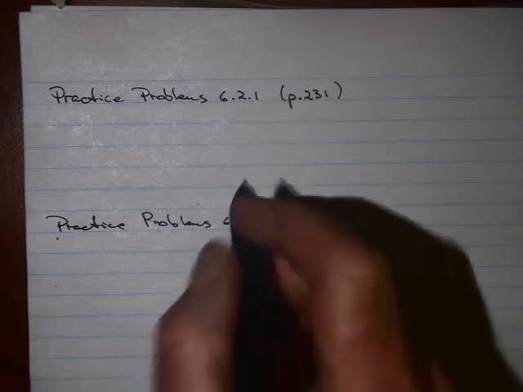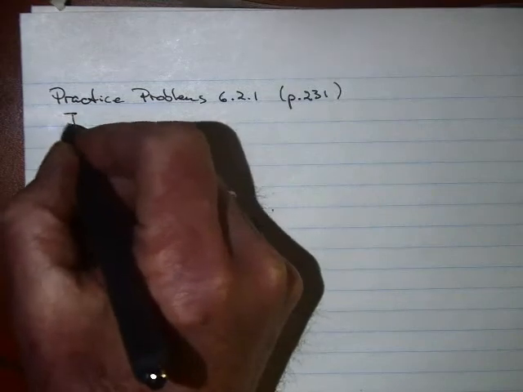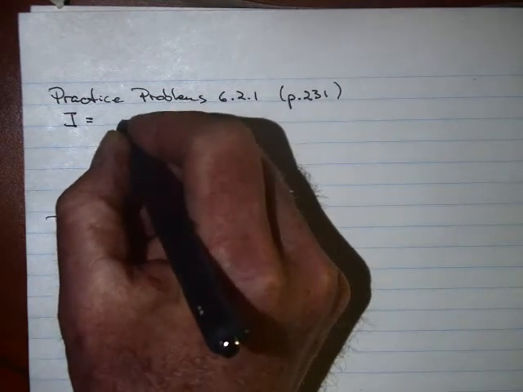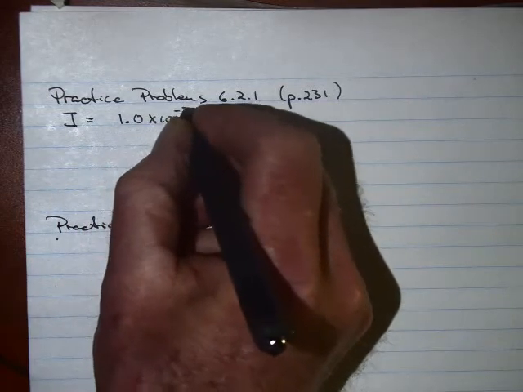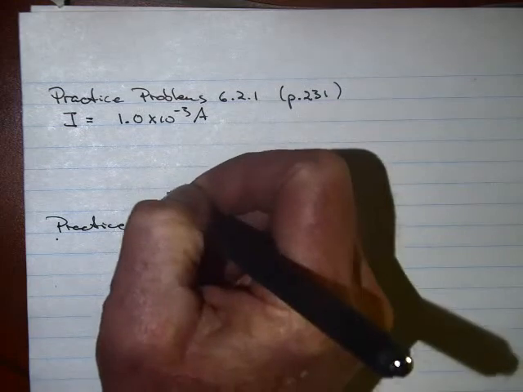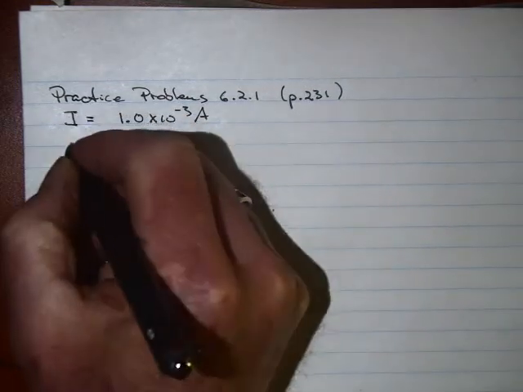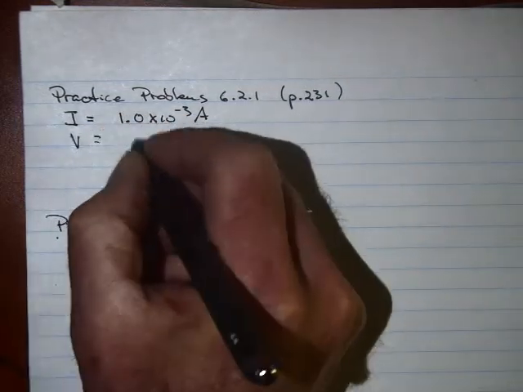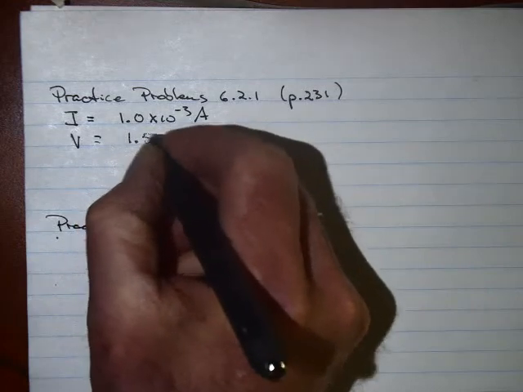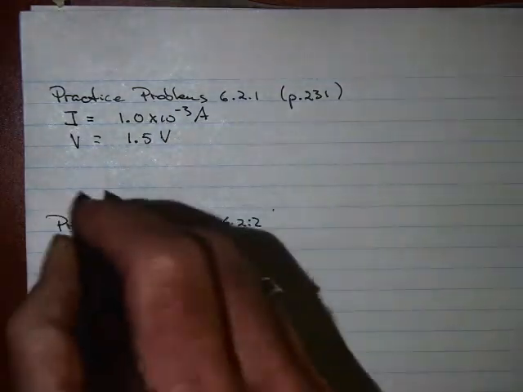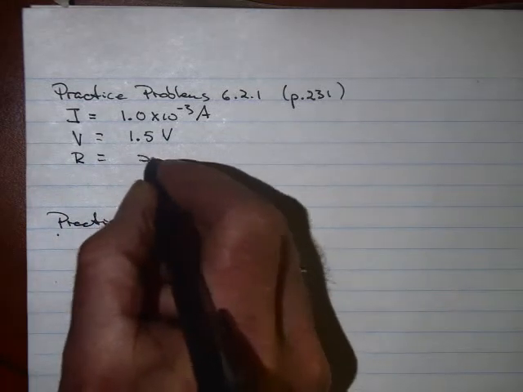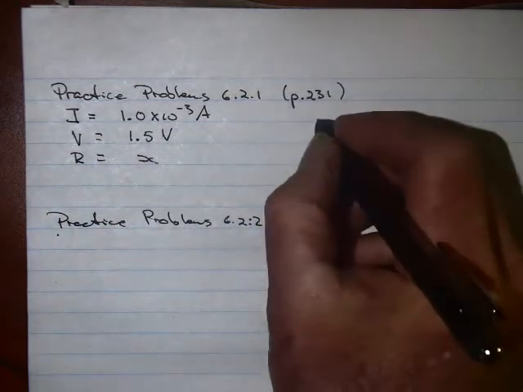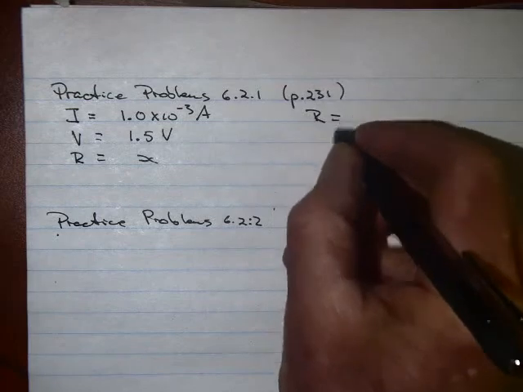So, current is 1 milliamp, which is the same as saying 1.0 times 10 to the negative 3 amps. Voltage, 1.5 volts, and you want to have resistance. That's the question mark. Okay, so resistance is futile.